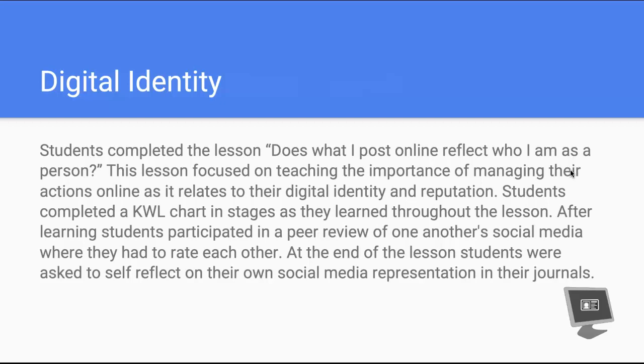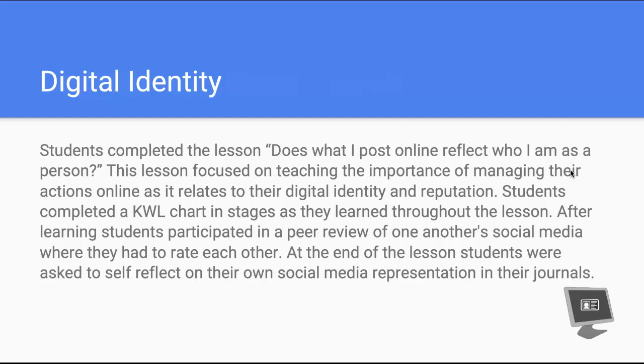This lesson focused on teaching the importance of managing their actions online as it relates to their digital identity and reputation. Students completed a KWL chart in stages as they learned throughout the lesson. After learning, students participated in a peer review of one another's social media where they had to rate each other. At the end of the lesson, students were asked to self-reflect on their own social media representation in their journals once again. This lesson was really great, and I was able to provide an extension for this lesson as well.